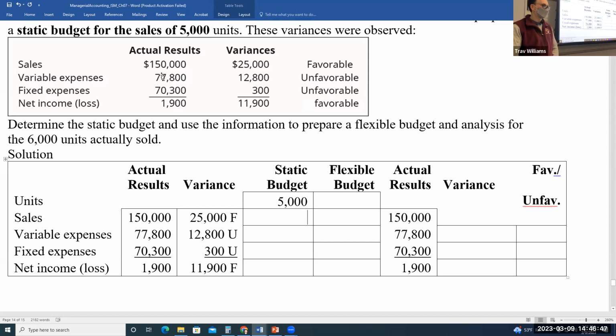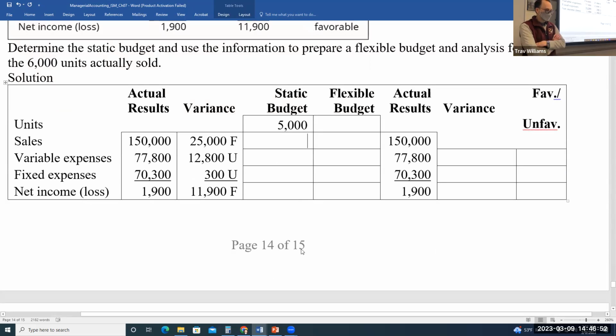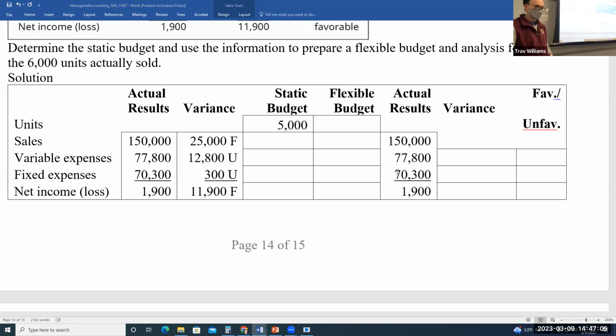And we really don't need this table up here because that information's already been copied down. So let's just do like that. Okay. So if we know our actual results where we sold $150,000 worth of product, which was favorable by $25,000 compared to our static budget, then what was the revenue we had for our static budget? 125,000? That's correct.